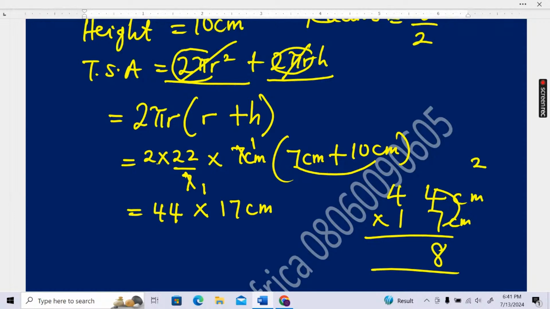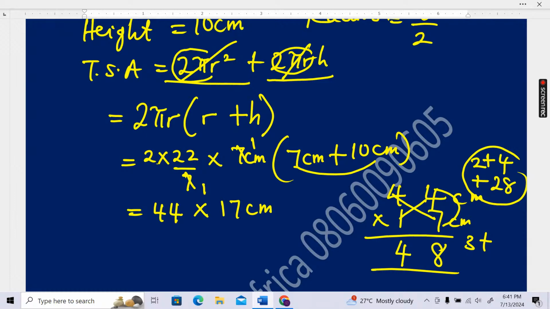Now I'm going to cross multiply. Listen attentively. I'm going to cross multiply. Don't forget I have carried 2 over right here. So I will say 4 times 1, that is 4, plus 4 times 7, that is 28. And I'm going to add everything together. 2 plus 4 is 6. 6 plus 28 is 34. Write 4, carry 3 over to be added to the next solution.